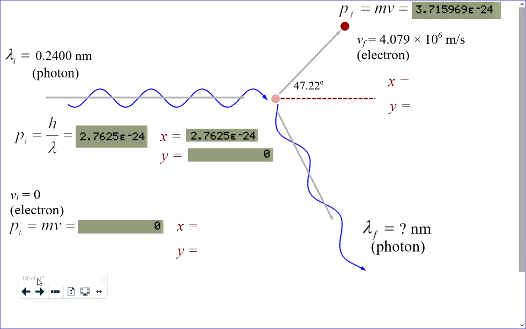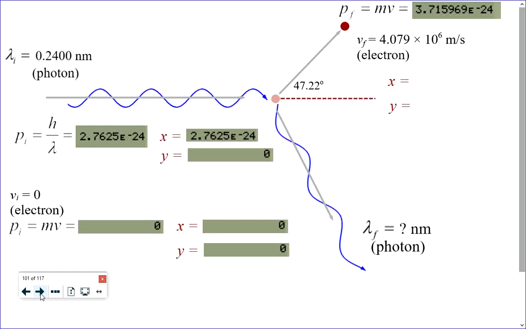Since the electron before it's struck by the photon is not moving, it has no momentum, so it has no X and no Y. And then, of course, for the same electron afterwards, its momentum in the horizontal direction would be the hypotenuse momentum, the actual magnitude of the momentum, multiplied by the cosine of 47.22. And then if you instead multiply by the sine of 47.22, you would get the vertical.